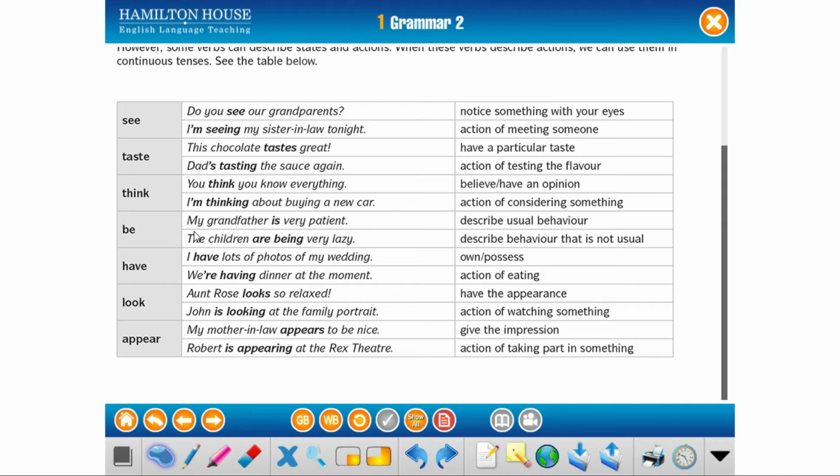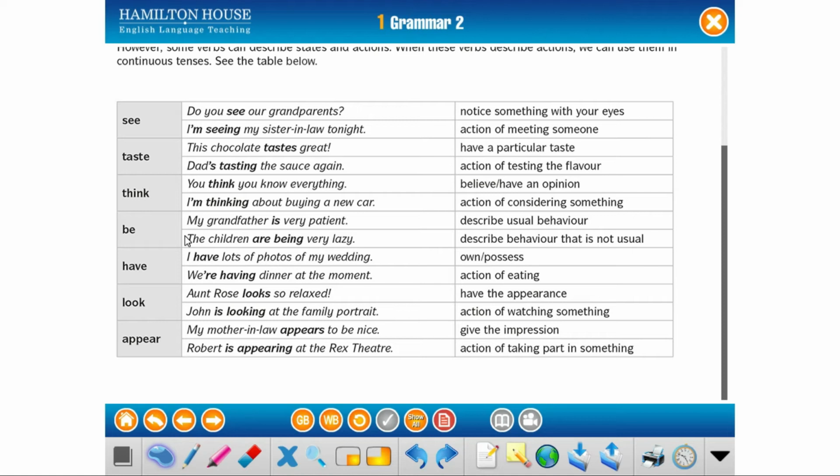Also, we have the verb be. When we use the verb be, remember that as we are talking in the present, we use am, is, are. And it's according to our subject, and in this case, we use is because we're talking about my grandfather, and that is a third person. My grandfather is very patient. That is describing a usual behavior. That means that you're talking about something that is common. It's like saying, Fernanda is very talkative. That is her usual behavior. She behaves like that all the time.